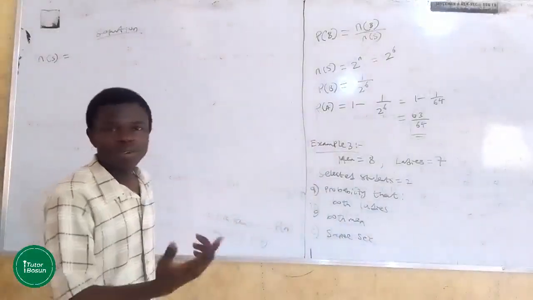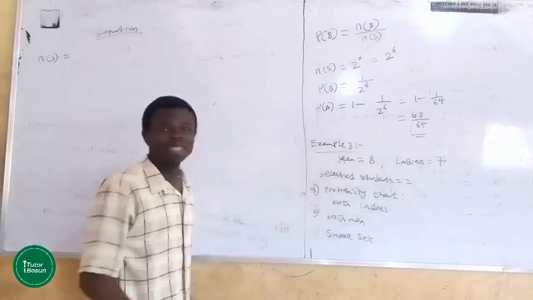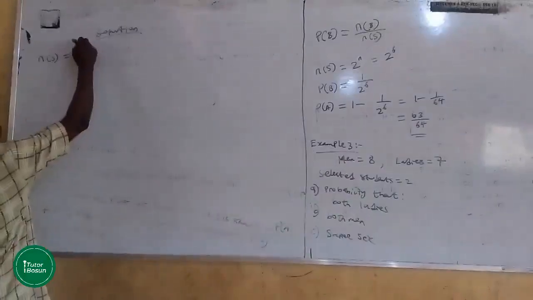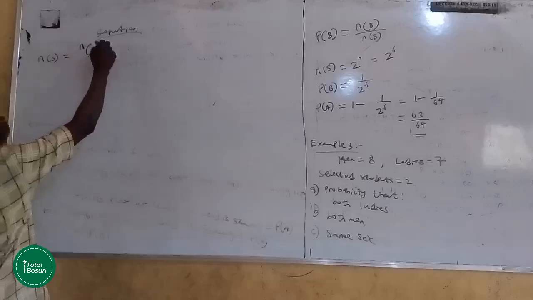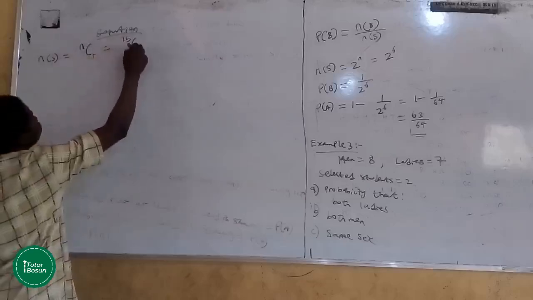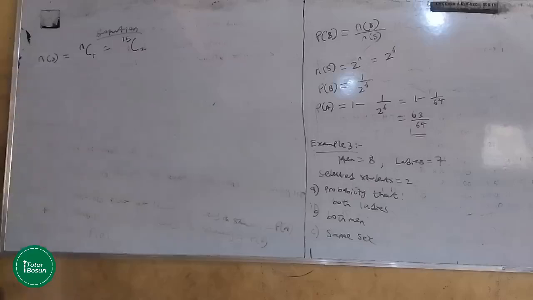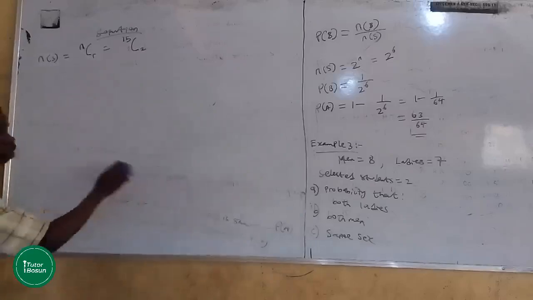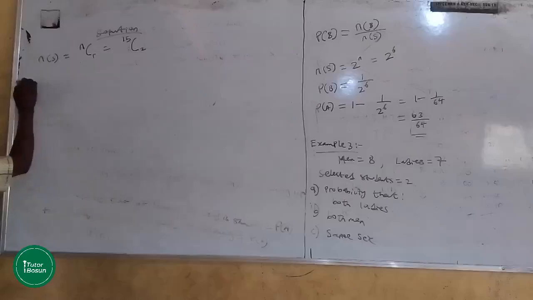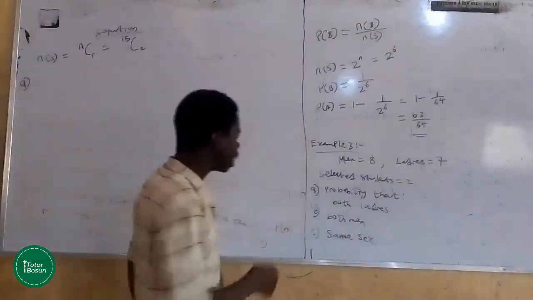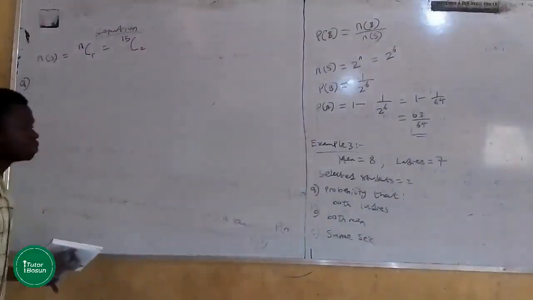15 combination 2, that's n combination r, where n is the total number of students and r is the selected students. So that's n combination r. We're dealing with selection, so that would be 15 combination 2. So your sample space is 15 combination 2. So the probability that both students, that is these two students, both are ladies. Probability that both are ladies.